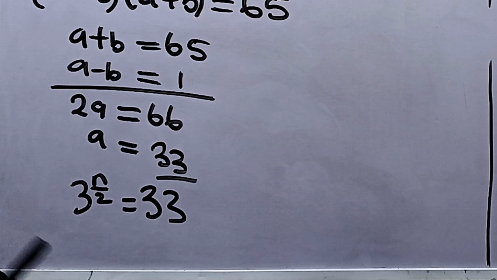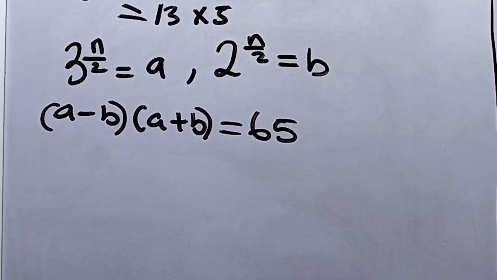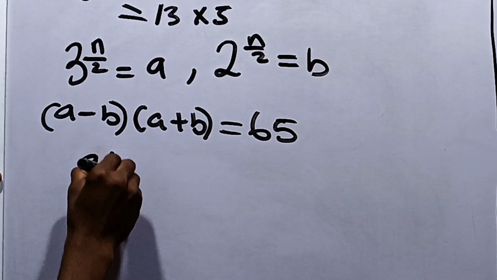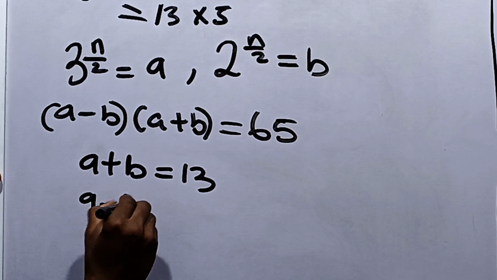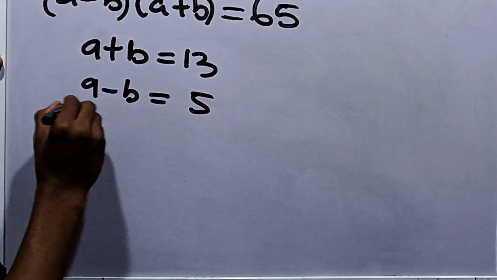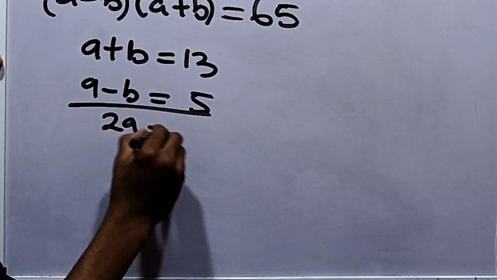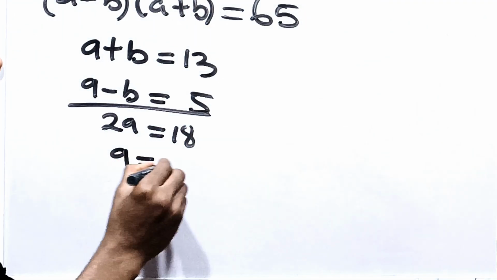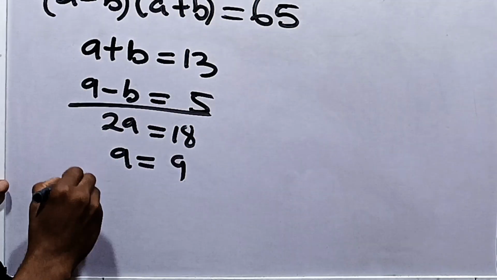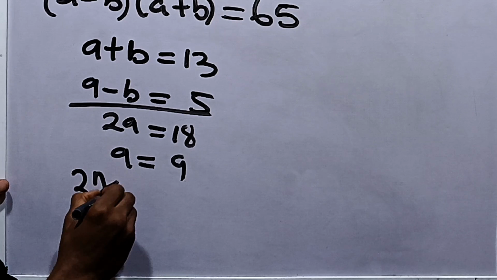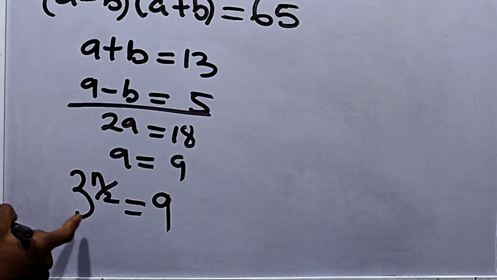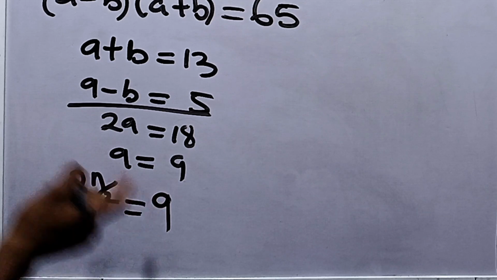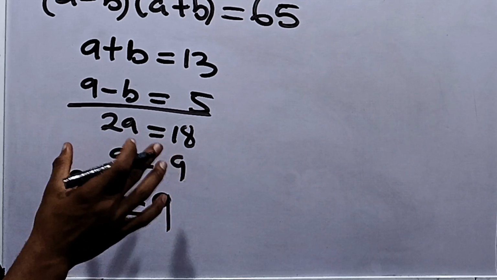Given that, now let's go ahead and use the other multiples to test. So for the second multiples, we have that a plus b is equal to 13 and a minus b is equal to 5. Let's now add, we have 2a equal to 18, a equal to 9. Recall that 3 raised to the power n over 2 will now be equal to 9. Now looking at this closely, you can see that there's a way to express 9 in the base of 3 with an index, meaning that this is what we should work with.